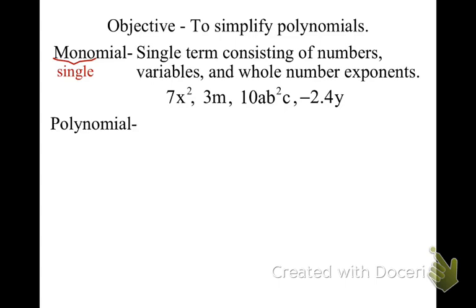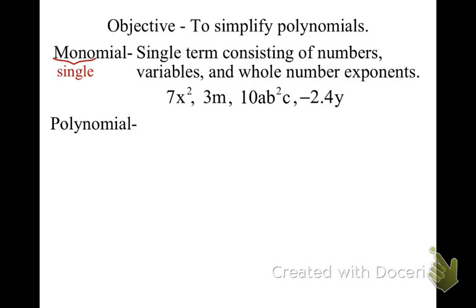Now, I want you to notice it says whole number exponents. That means the coefficient can be negative, but I can't have a negative exponent. Coefficients can be negative, but you have to have whole number exponents. That means positive exponents.